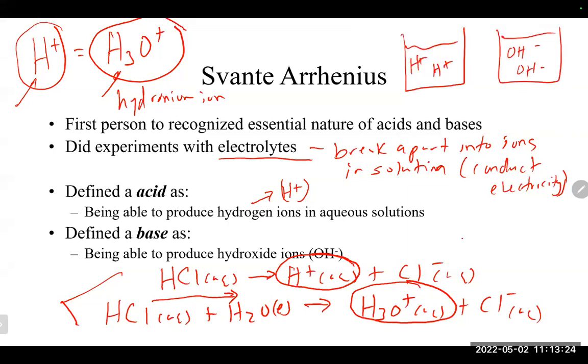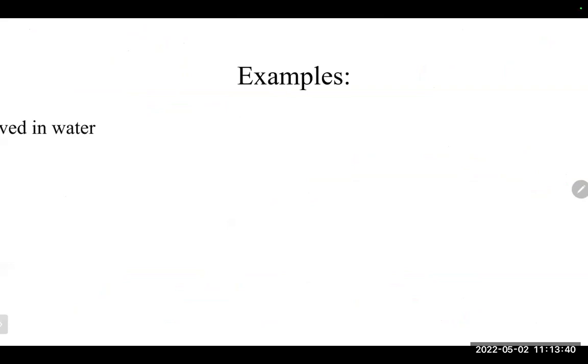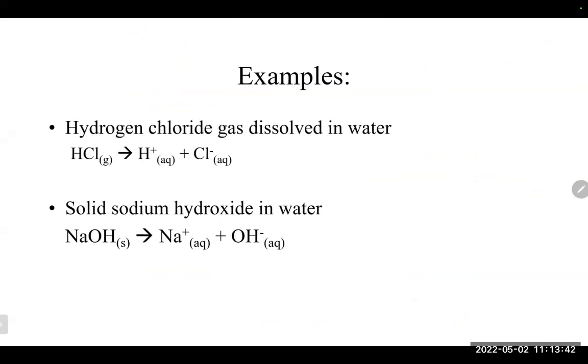So this was a pretty good starting definition of acids and bases. It was a little bit limited, since he dealt with a lot of strong electrolytes, a lot of bases that actually had OH minus in them. And so we needed a more general definition of an acid and base.